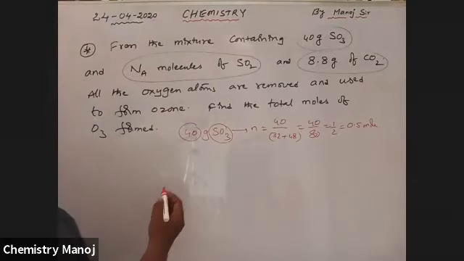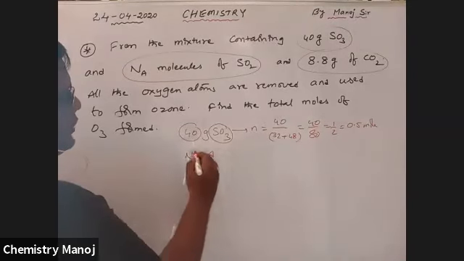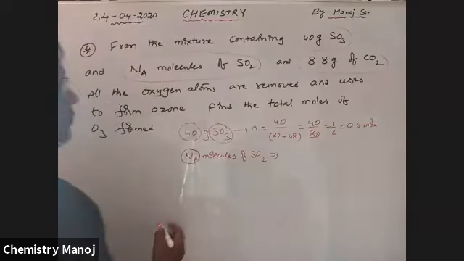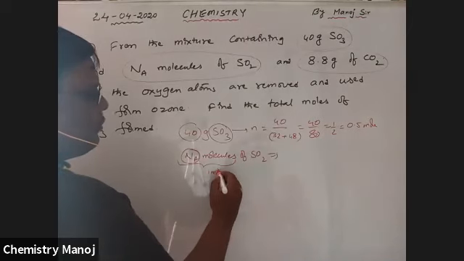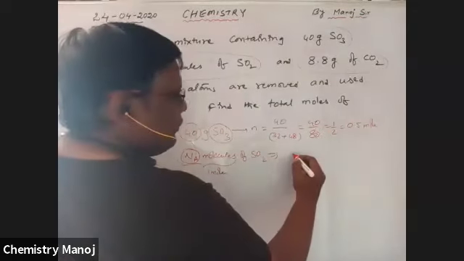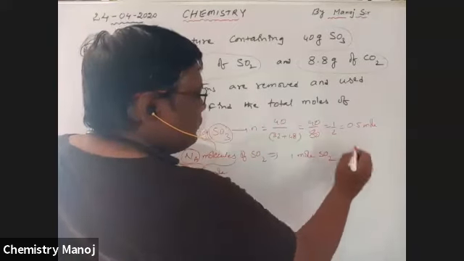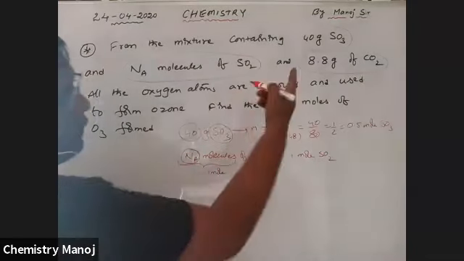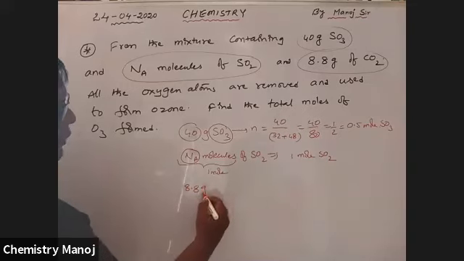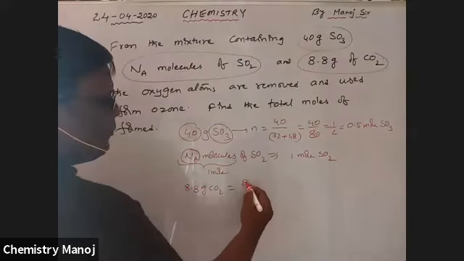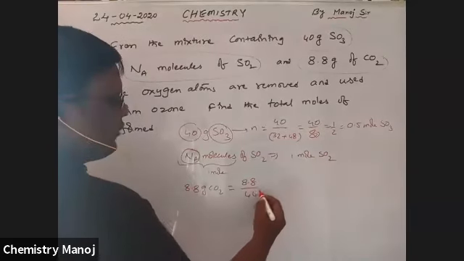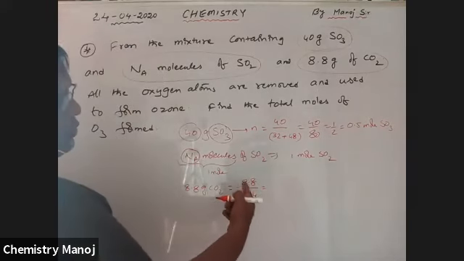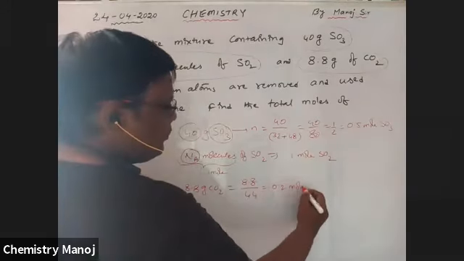Next, Na molecules is nothing but Avogadro number. So Avogadro number of molecules of SO2 is equal to 1 mole. Therefore, 1 mole SO2. Next, 8.8 grams CO2. CO2 molecular weight is 44. So 8.8 by 44 is 0.2 mole of CO2.